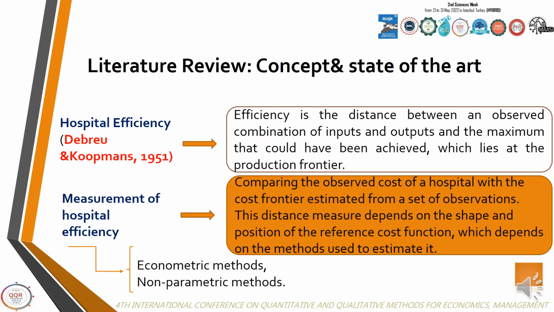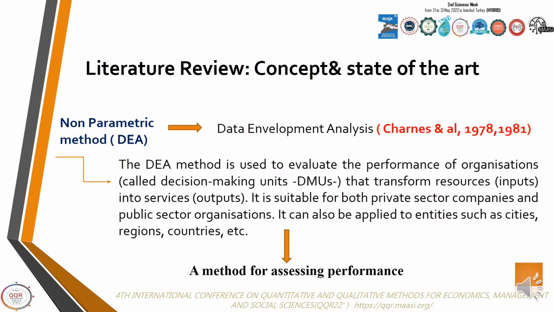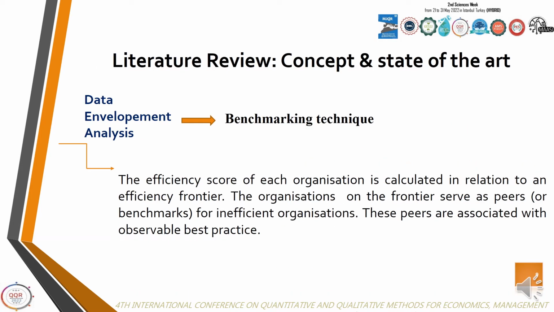There are two main methods to estimate it, which are econometric methods and non-parametric methods. In our case, we chose the non-parametric method, which is data envelopment analysis. It is used to evaluate the performance of organizations that transform resources into outputs. It's also a method for assessing performance. Data envelopment analysis is a benchmark technique. The organizations on the frontier serve as peers or benchmarks for inefficient organizations. These peers are associated with observable best practice.